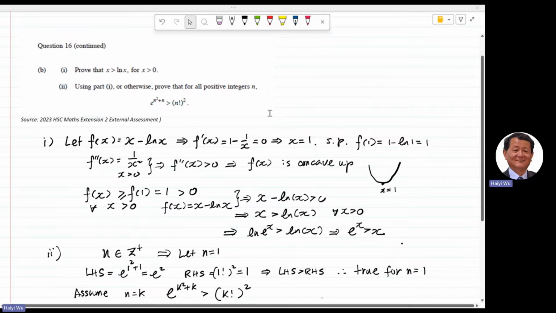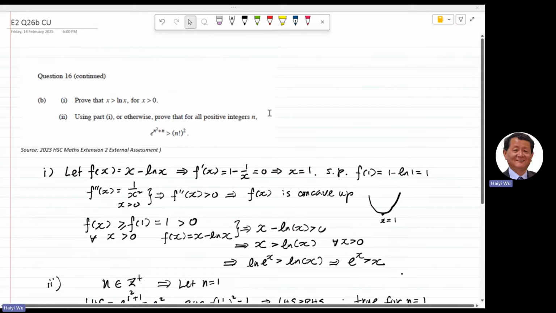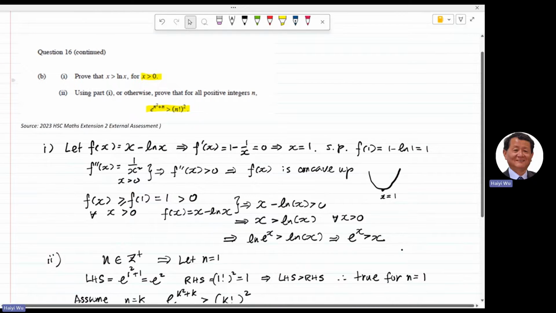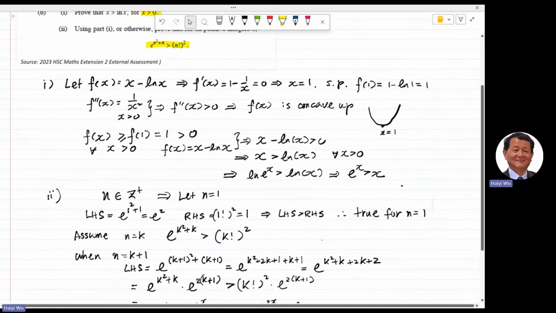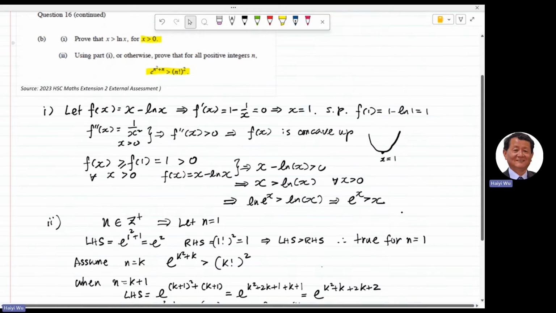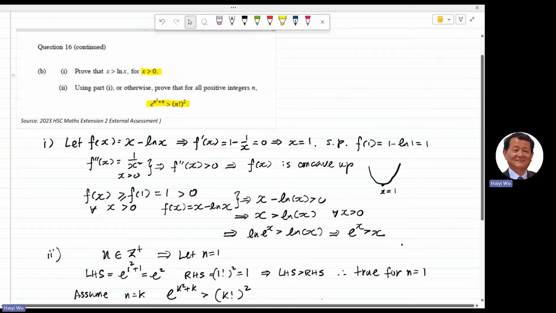I'm going to start talking about a little difficult question. We have an inequality divided into two parts. The first one is we need to prove that x is always greater than ln x when x is greater than 0. Then we're going to use mathematical induction to prove that the inequality is always true. I already pre-solved that, so I'm going to go through the solutions with you.